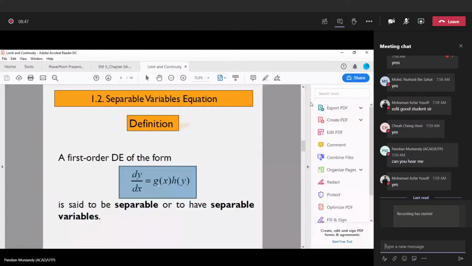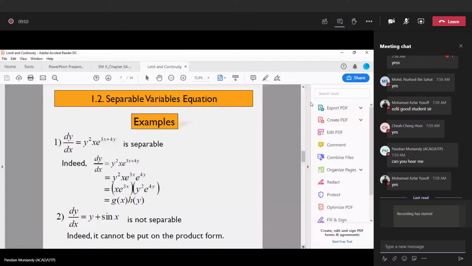So you have to bring g(x) from the right hand side, h(y) from the right hand side to the left hand side. The dx can go right hand side. So all of you know this very well. For example, dy/dx equals y squared x e^(3x+4y). You make it like this. You do the grouping x e^(3x) and y squared e^(4y). Then you can bring the y terms left hand side and dx right hand side.